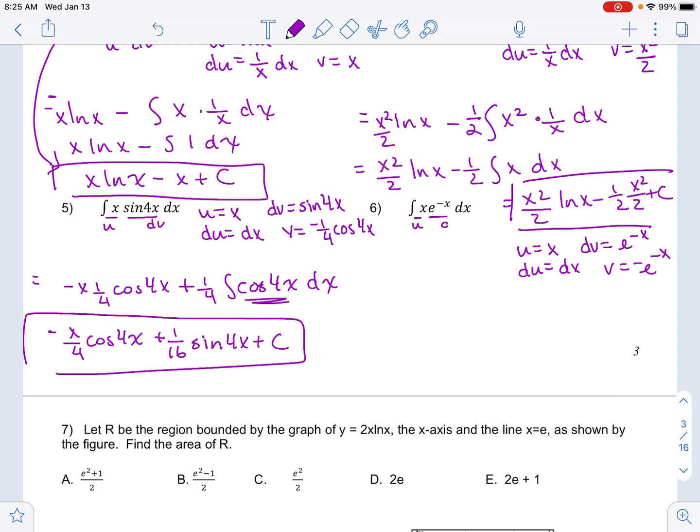So if you have something in the form u dv, the antiderivative is uv minus the integral of v, it becomes a plus, du, and the antiderivative of e to the negative x will give me negative e to the negative x.